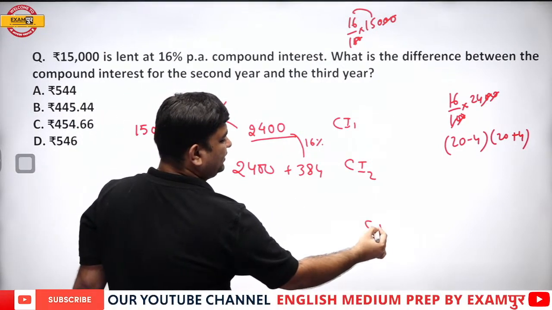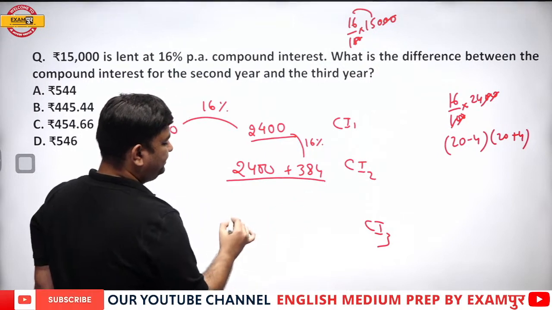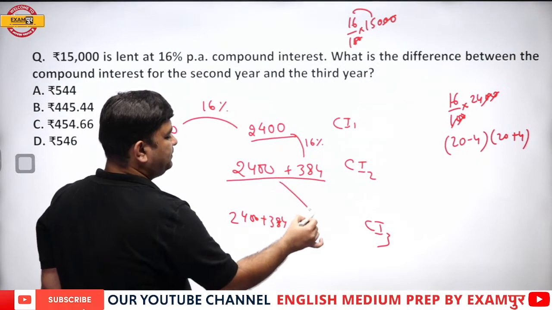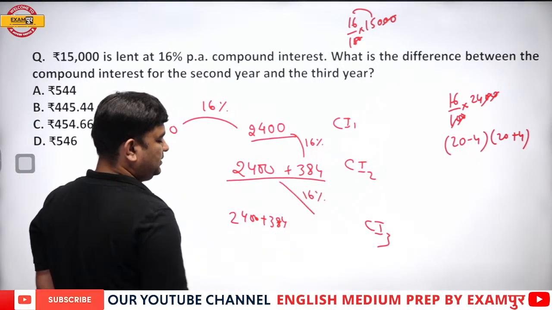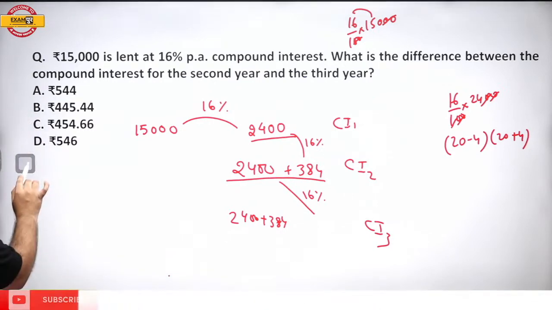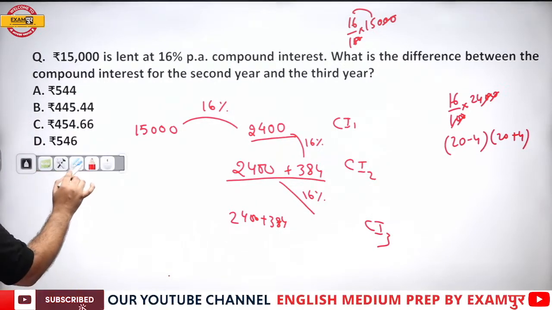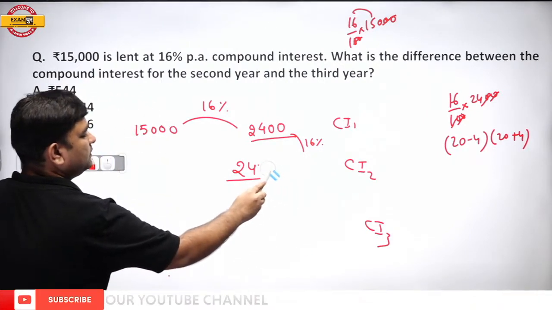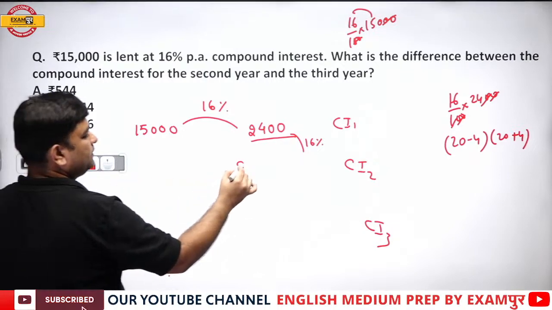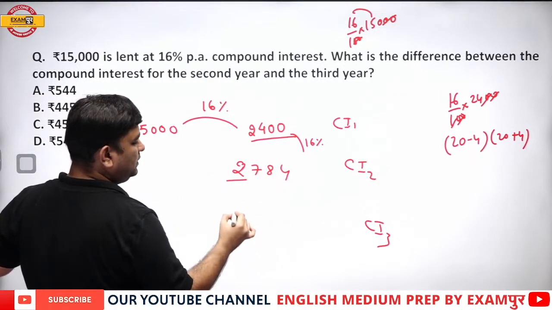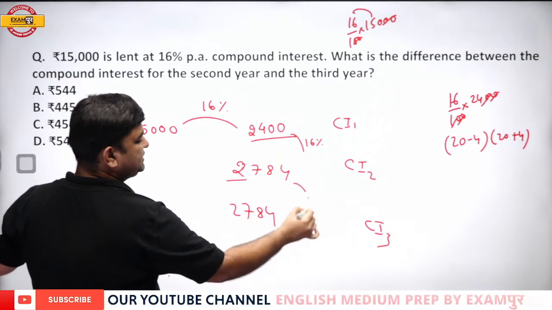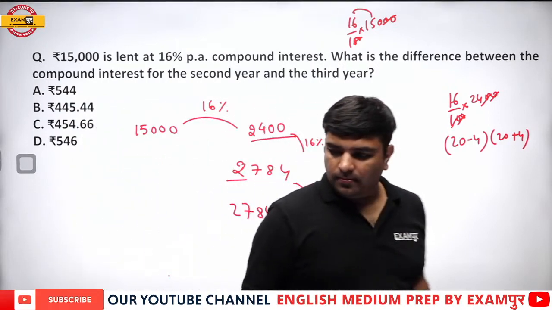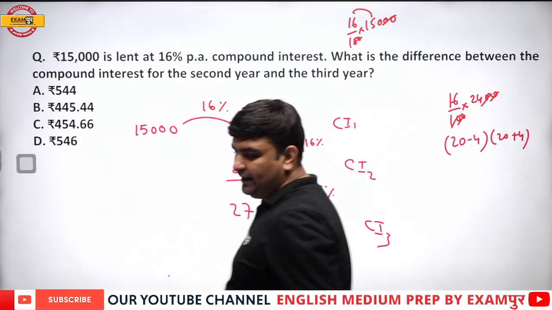What is the CI of the third year? This value plus 16% of this. Better write it down completely. This value plus 16% extra.